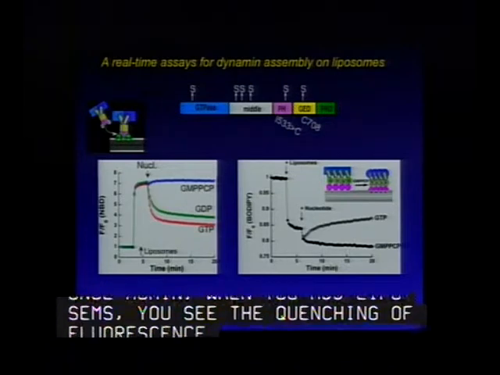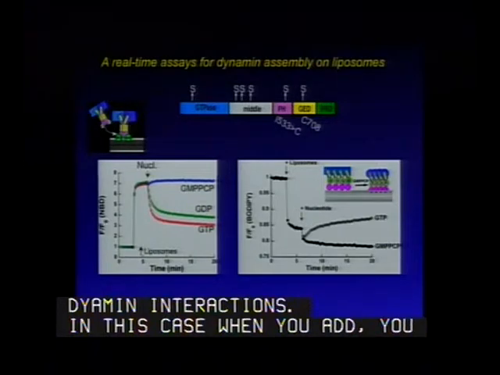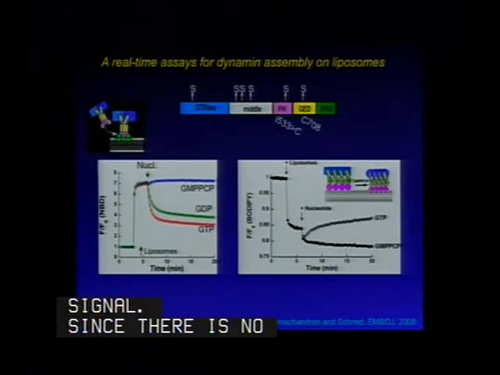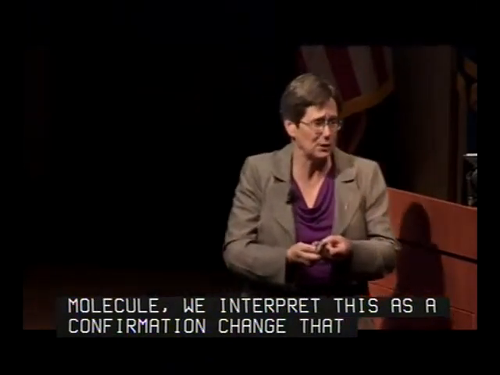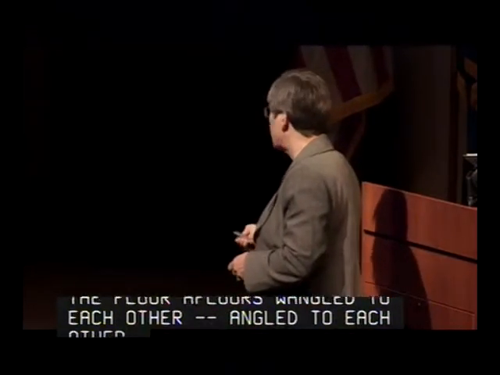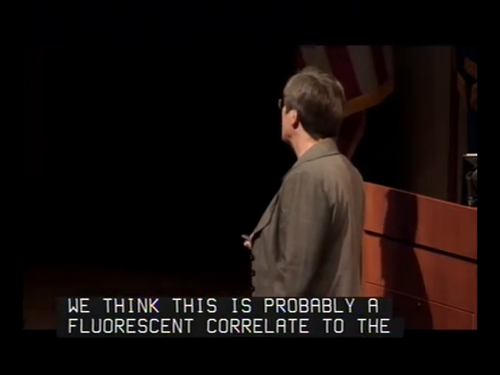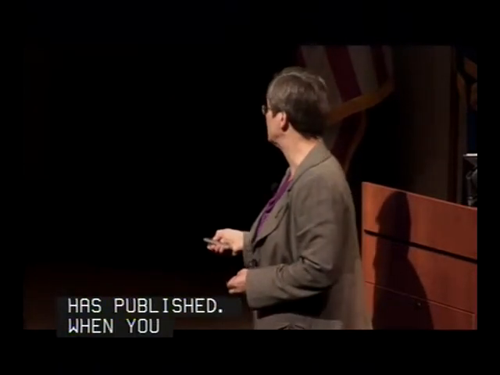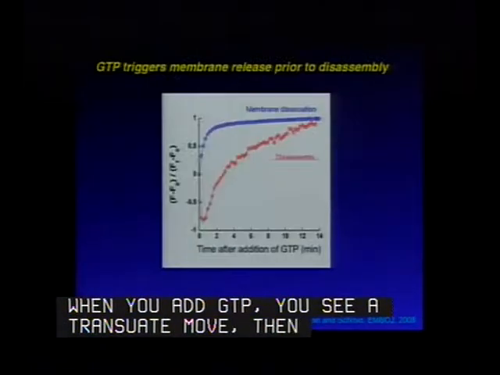Now, in this case, when you add GMP-PCP, you see further quenching of the signal. Since there's no more binding of the molecule under these conditions, we interpret this as a conformational change that brings the fluorophores into closer proximity or angled to each other so that the quenching increases. And we think this is probably a fluorescent correlate to the constricted state that Jenny Hinshaw has published. When you add GTP, you see a transient move towards this conformational change, and then, as you expect, the disassembly of dynamin from the lipid bilayer.